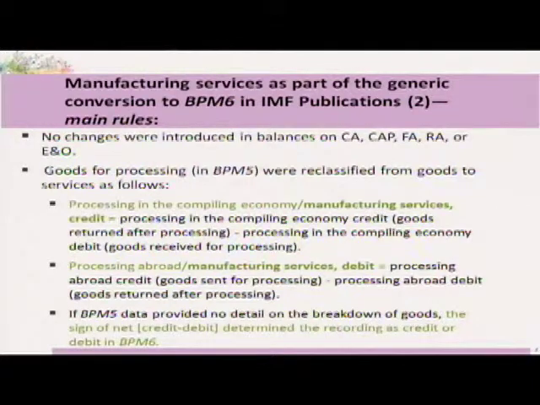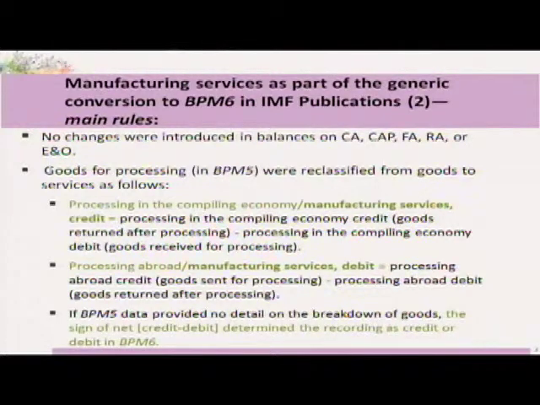But in terms of the total values of credits and the total values of debits, there are some differences here. So the goods for processing were reclassified from goods to services as follows. For some countries, they were already sending us detailed data, so we were able to use that detailed data in order to make this crude, for want of a better word, conversion. So for countries that we had the data available, processing in the compiling economy, where we had information on goods returned after processing, less goods received for processing, some countries actually sent us the data. And for processing abroad, goods sent for processing and goods returned after processing.